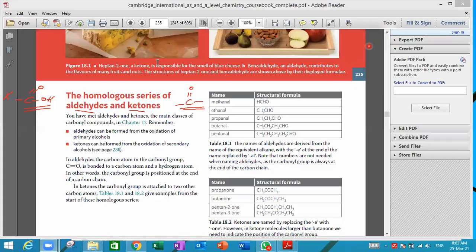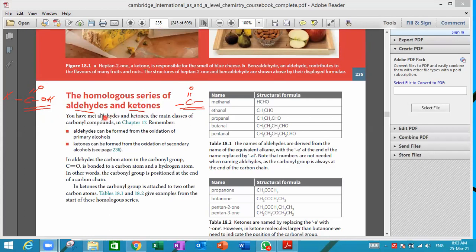Ketones are only compounds containing the C double bond O, and this should be alone. But if we have a carboxylic group like C double bond OOH, or esters like C double bond O and another carbon, they are not considered carbonyl compounds.